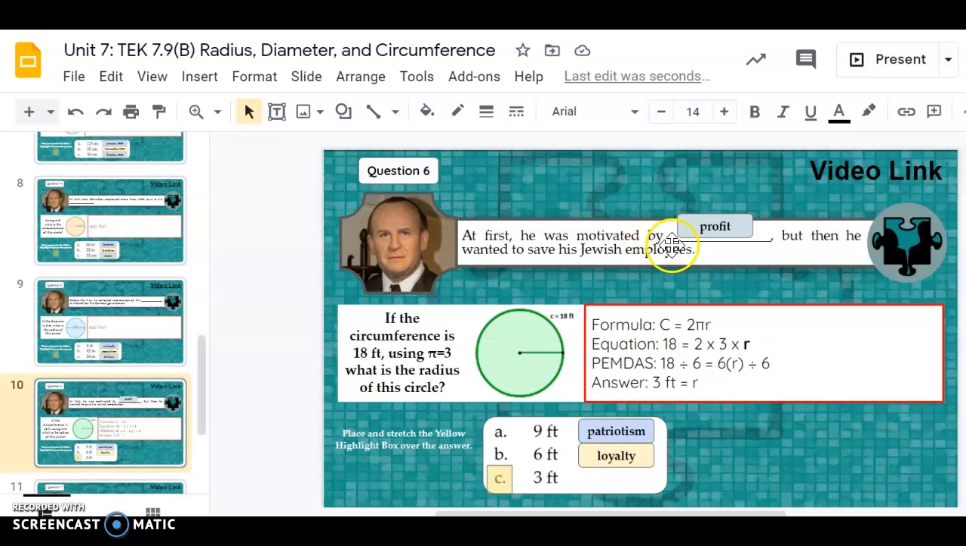So at first, he was motivated by profit, but then he wanted to save Jewish employees. So this is what Schindler was going through in his life.